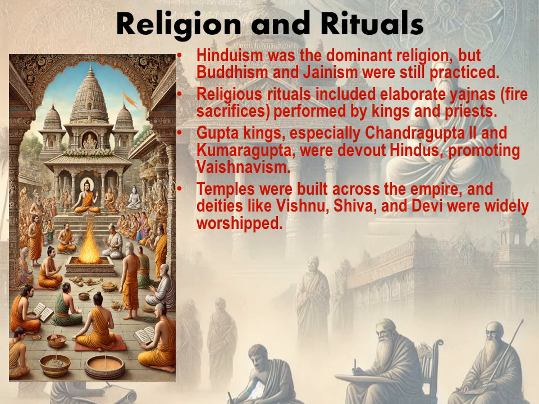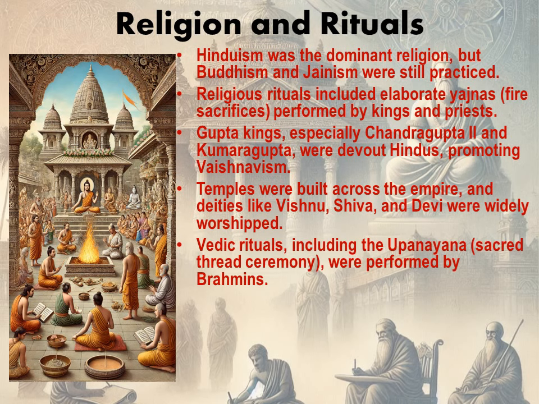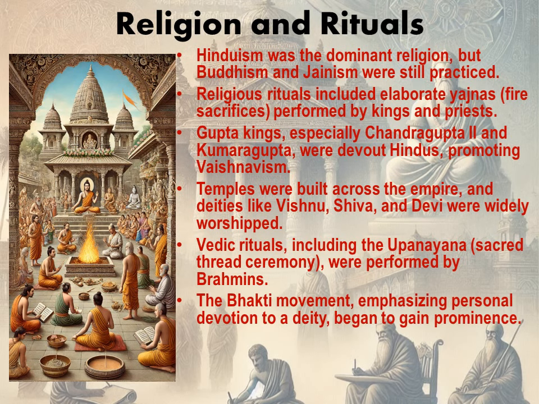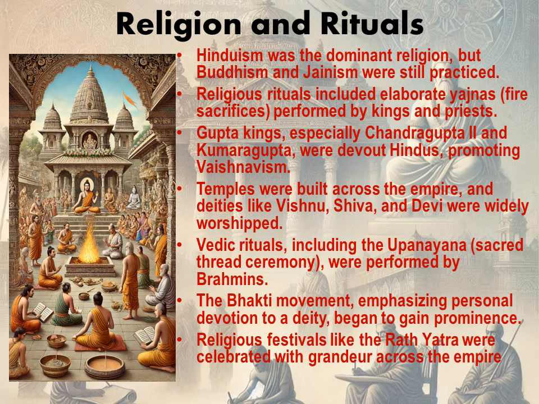Temples were built across the empire, and deities like Vishnu, Shiva, and Devi were widely worshipped. Vedic rituals, including the Upanayana sacred thread ceremony, were performed by the Brahmins. The Bhakti movement, emphasizing personal devotion to a deity, began to gain prominence. Religious festivals like the Rath Yatra were celebrated with grandeur across the empire.